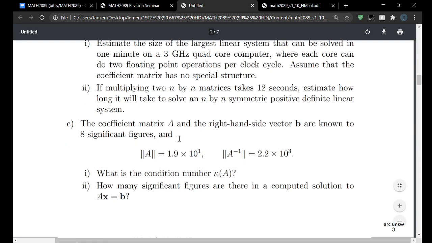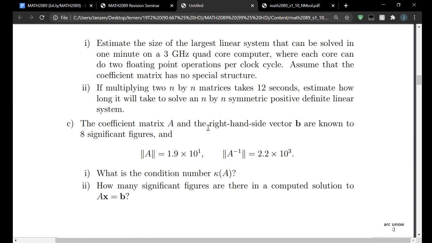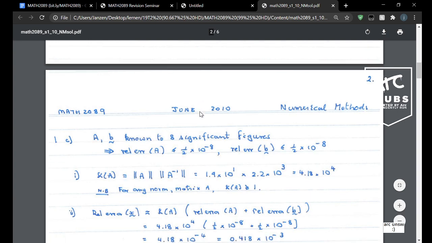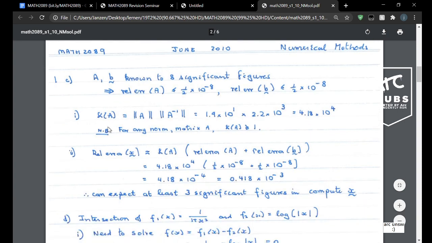Okay, so the coefficient matrix A and the right-hand side vector B are known to 8 significant figures. Cool. What is the condition number of A? For this question, because they don't give us a norm for the condition number, it doesn't matter too much. They also don't give us the matrix norms, so you can assume that they're all the same, and the condition number will just be a product of these two norms, as you can see here. Yep, it's just a product, and you get 4.18 times 10 to the power 4.